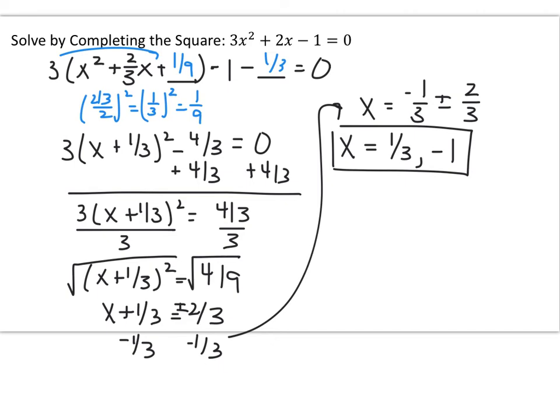So negative 1/3 plus 2/3 is a positive 1/3. Negative 1/3 minus 2/3 is a negative 1. So the fact that these are not square roots in the answer means that this would have factored in the beginning, but you can still solve it using completing the square.